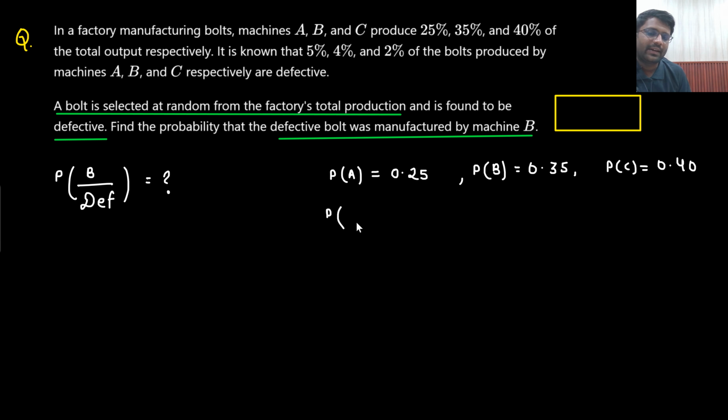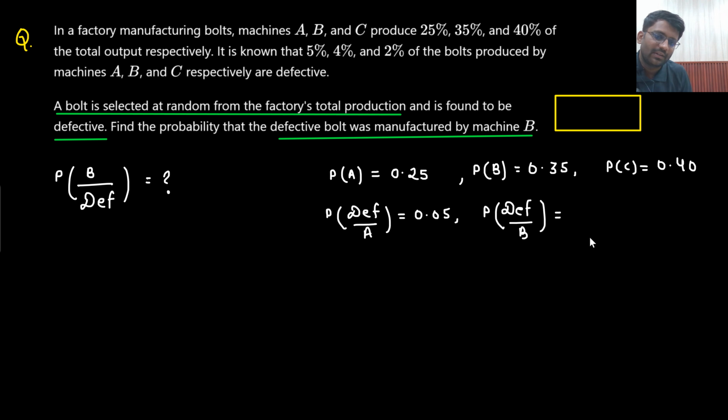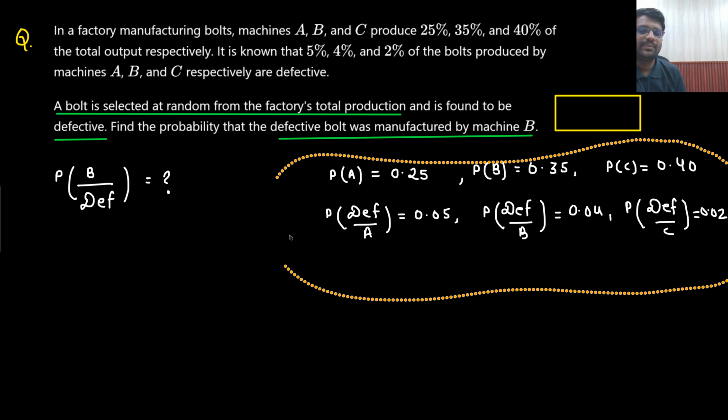Now, what is the probability that the bolt is defective given that it is coming from machine A? That is 0.05. What is the probability that the bolt is defective given that it is coming from machine B? That is 0.04. And given that it is coming from machine C? That is 0.02. Is that clear to you? This much information is given.